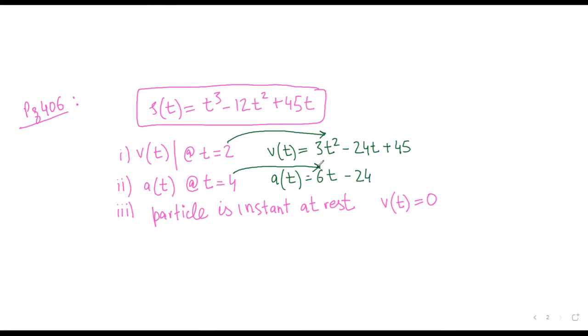And if I want to find the time at which the particle is instantaneously at rest, I need to put my velocity function as 0. Am I making sense? Yeah. So basically what I need to do is put 3t square minus 24t plus 45 is equal to 0.